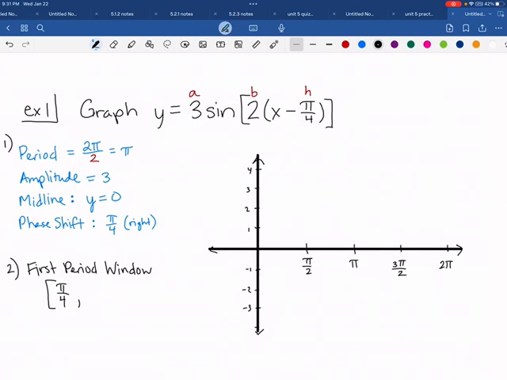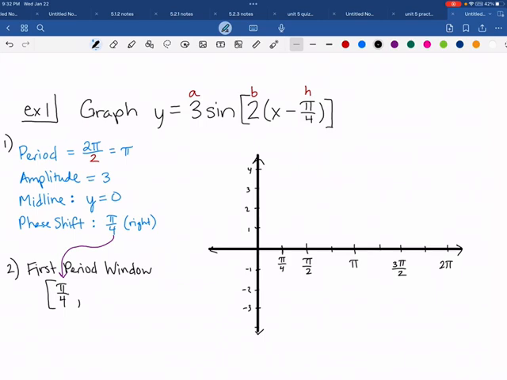So I'm going to put pi over 4 first because that's my phase shift. I'm going to be starting my first period at pi over 4. I better add that to my graph. My graph goes by pi over 2's, so pi over 4 would be half of pi over 2. I'll divide this whole thing up into pi over 4's.